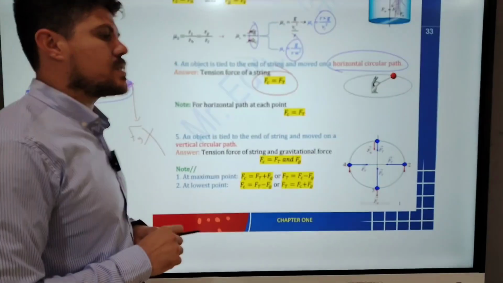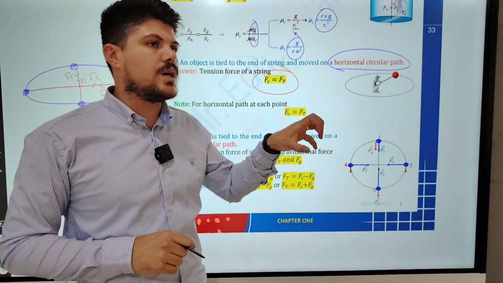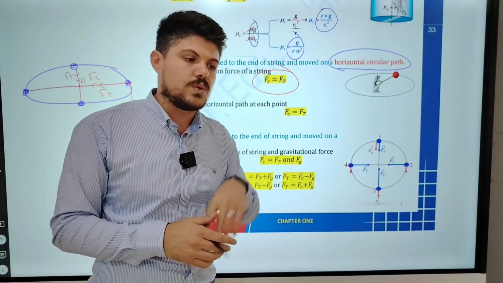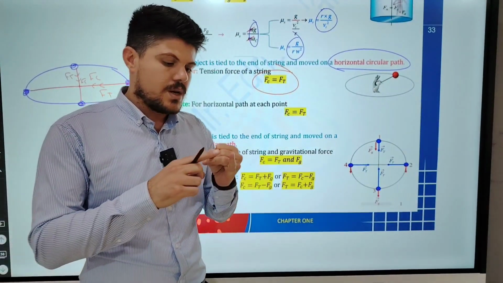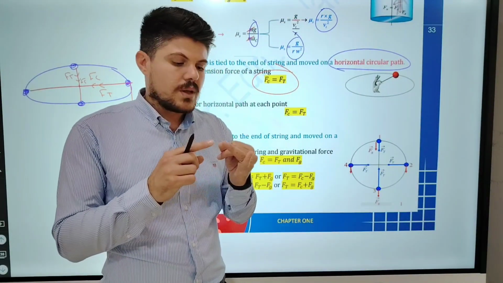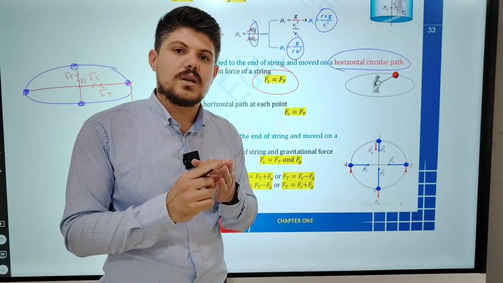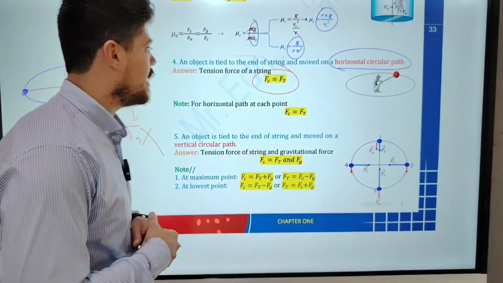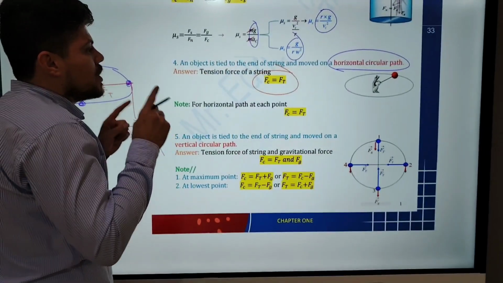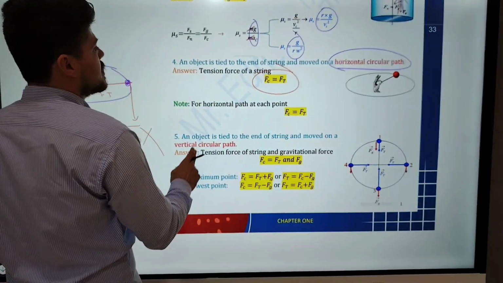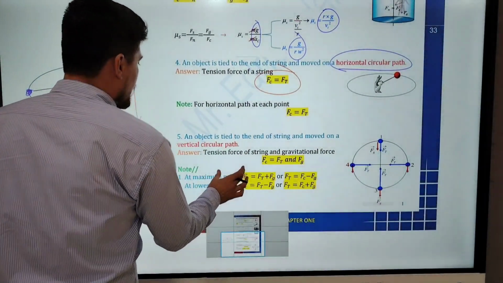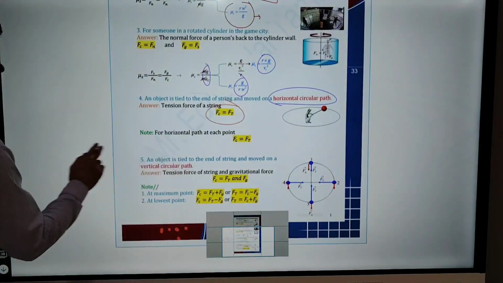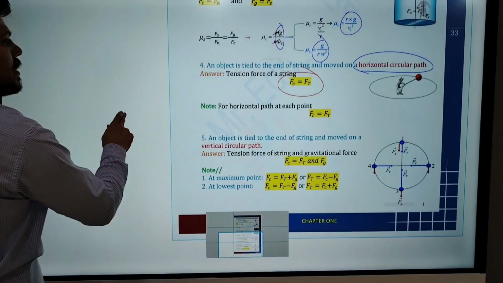Okay? Which of the following provides the centripetal force for an object or for a ball when it is tied at the end of the string and twirled in a circular path? FT and FG, FG or only FT? Only FT. Why? Because the path is horizontal path. Okay? So in a horizontal path, only the tension force provides the centripetal force. Okay? But look at note number 5. So it's very important. Be careful.